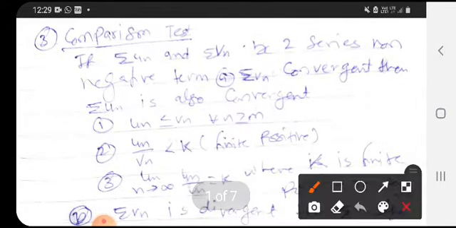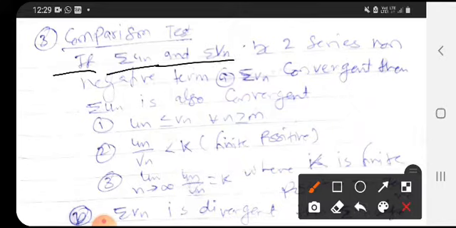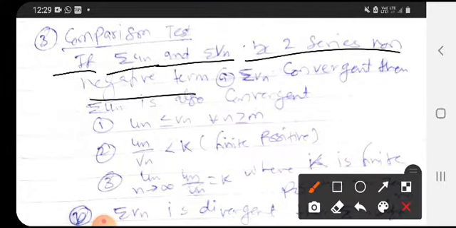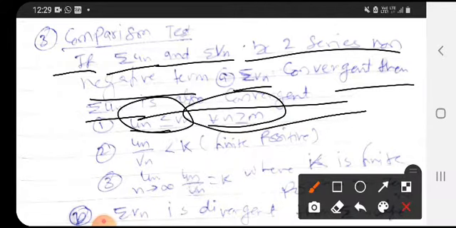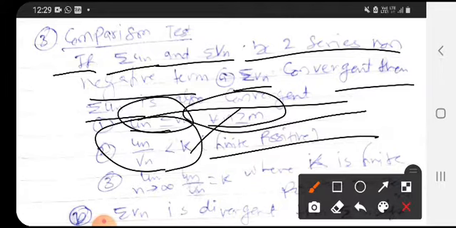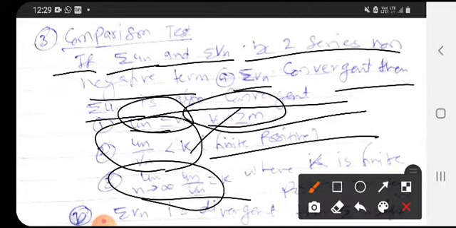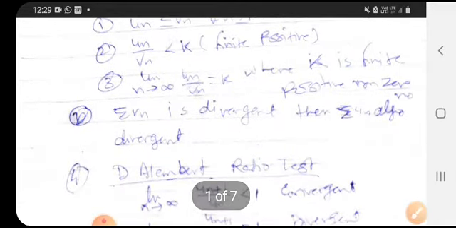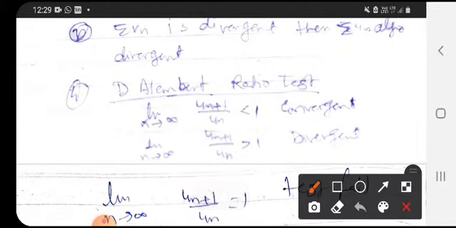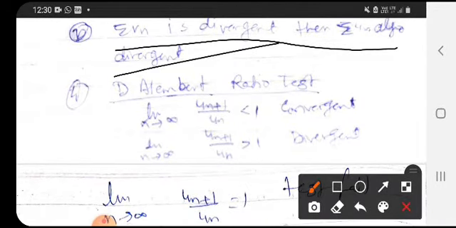Comparison test. If summation un and summation vn are two series of non-negative terms, and summation vn is convergent, then summation un is also convergent, where un is less than or equal to vn for all n greater than or equal to m. Or un upon vn is less than k, where k is finite positive. Limit n tending to infinity of un upon vn is equal to k, where k is a finite, positive, non-zero number. If summation vn is divergent, then summation un is also divergent.